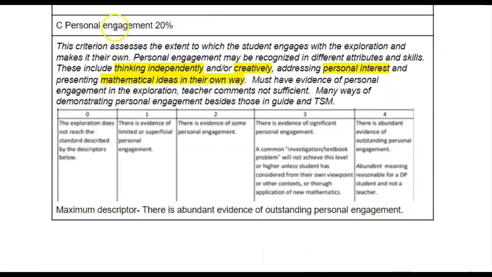Okay. Personal engagement, worth 20% of the grade. Wow. So personal engagement is kind of vague to understand, but I try to put some hints here that are concrete ways of showing your personal engagement, like thinking independently and creatively. Okay, what does that mean? It's hard to tell, right? Address personal interest and show math ideas in their own way. Okay, I still don't know what's going on.